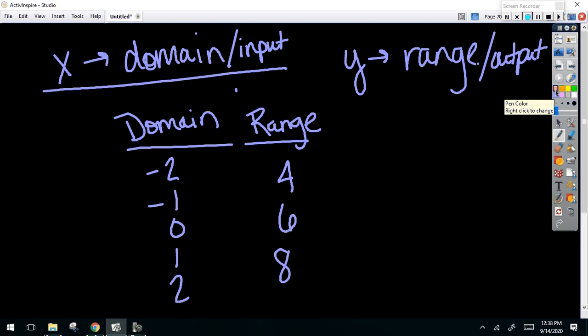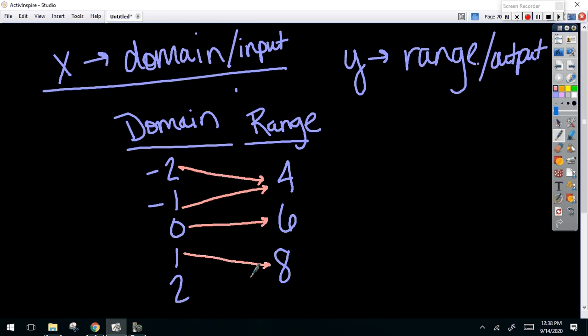It's not like a T-chart where this point goes with this one. What mapping does is we draw arrows to let you know what goes with what. Okay? So the points in this one would be, or the coordinates, -2, 4.